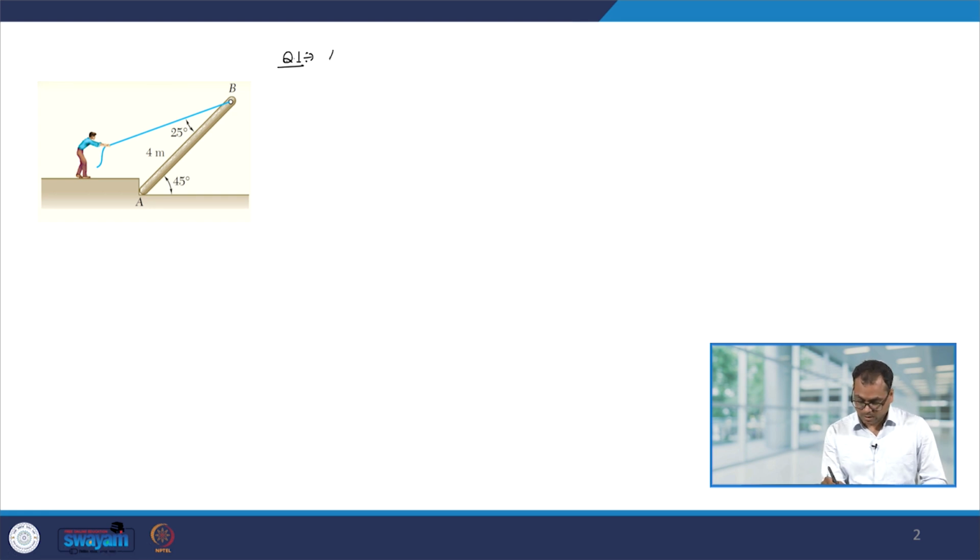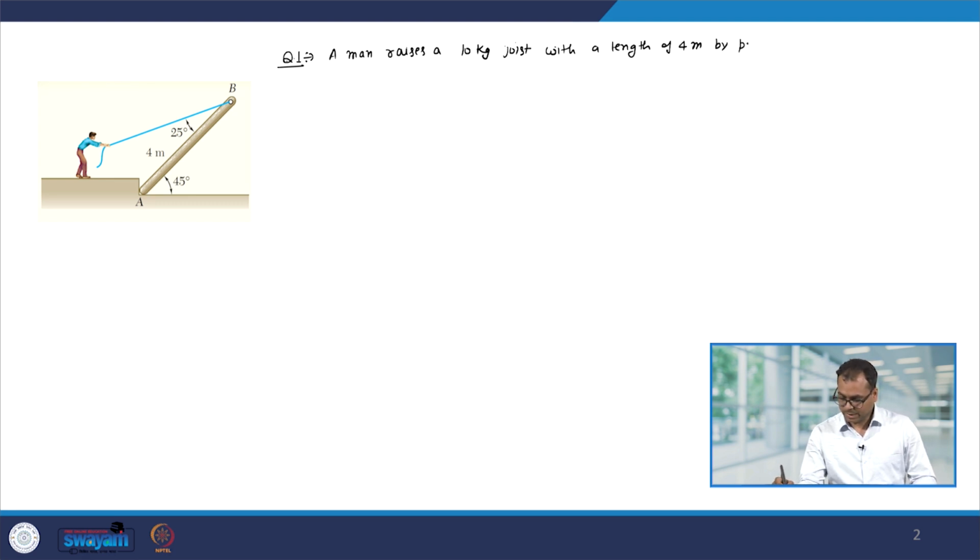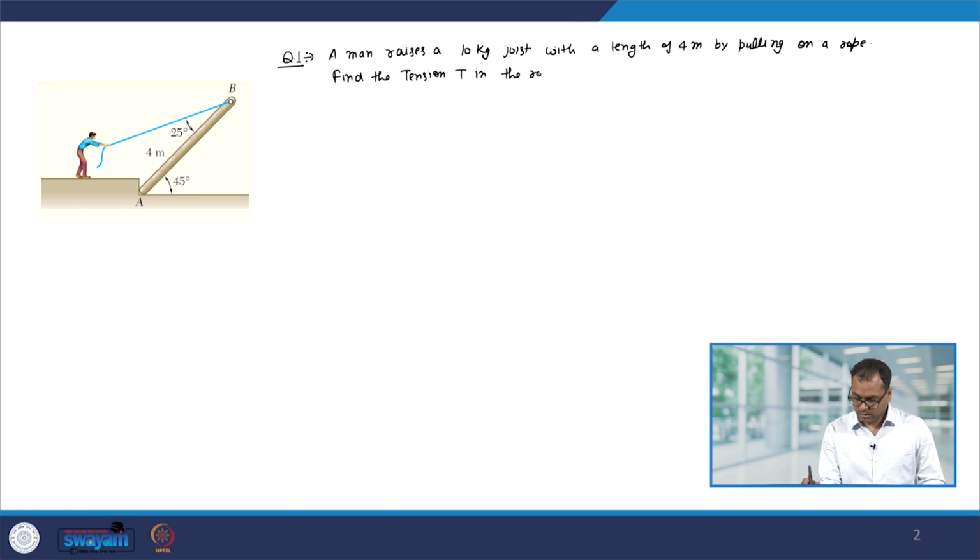Question number 1. A man raises a 10 kg joist with a length of 4 meter by pulling on a rope, and in the question it is asked to find the tension T in the rope and the reaction at A. So, first let us make a free body diagram of this.